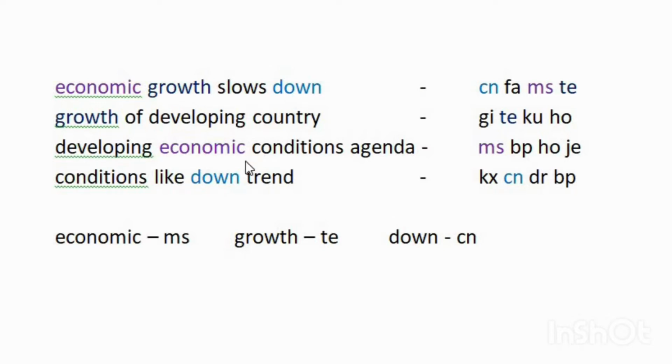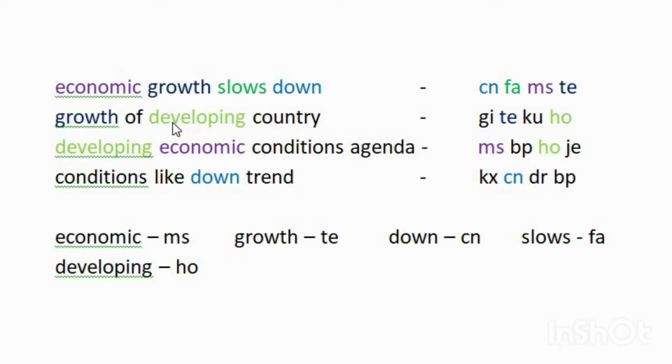Now the word down is present in the first line and in the fourth line. So the code which is same and present in the first line and in the fourth line is CN. Right? So the code for down is CN. So the remaining code in the first line is FA, and that is for which word? For the word slows, because slows is the only word remaining in the first line. The other three we got the corresponding codes. So the code for slows, we can write it as FA, like this.